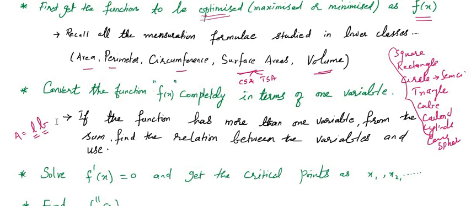See, for example, here I told the area is L and B. Suppose it is given that the perimeter of the rectangle is 50 centimeter. The perimeter is equal to 50 centimeter. What is the perimeter formula? 2 into L plus B equal to 50. Therefore, L plus B equal to 25. Therefore, B is 25 minus L, or L is 25 minus B. That is to be used here.